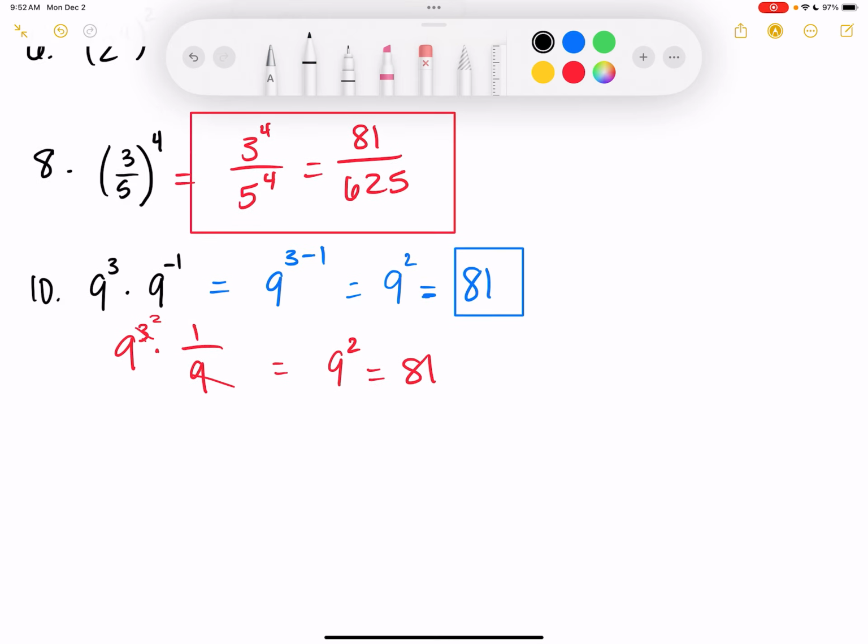I didn't know if that was only for this problem or if it applied to all the problems. If a negative exponent is on the whole fraction, then you flip the whole thing.